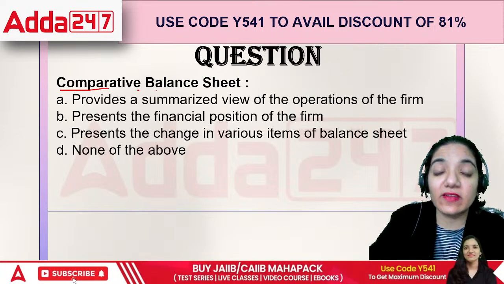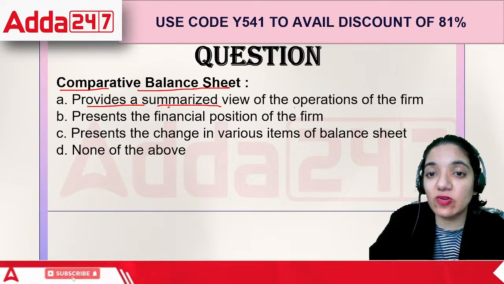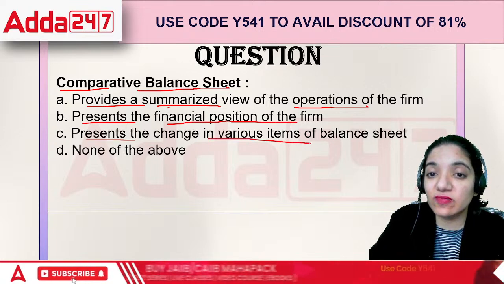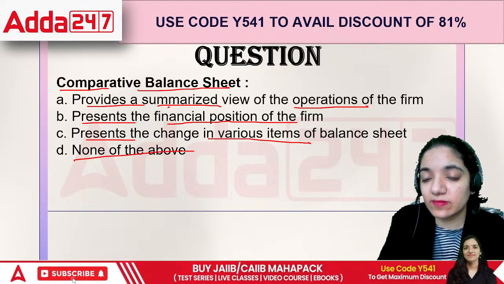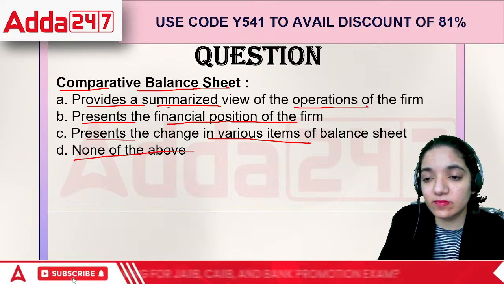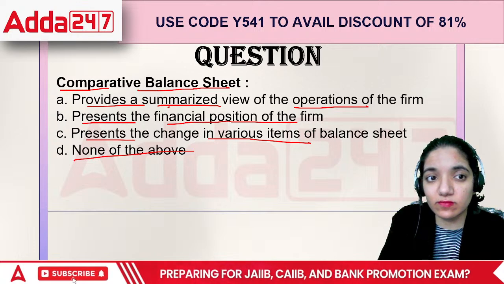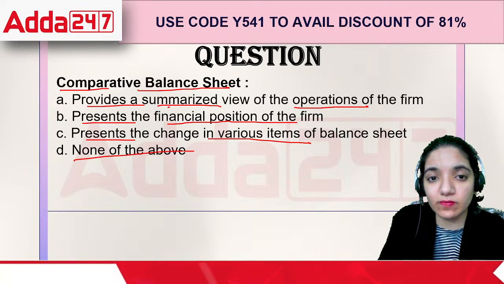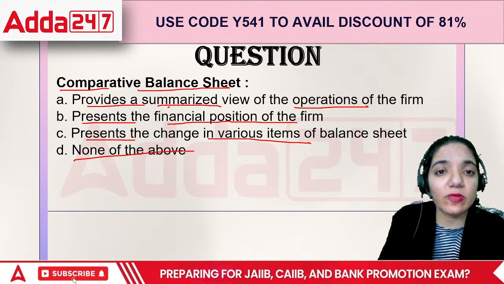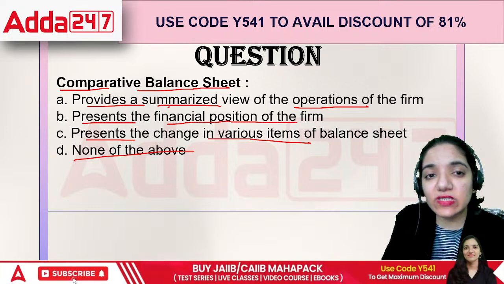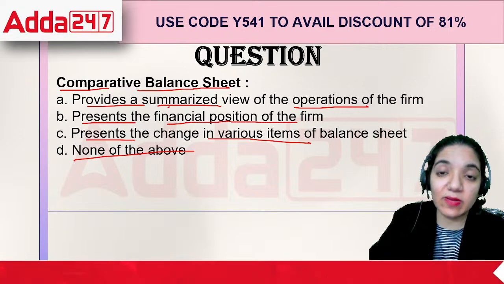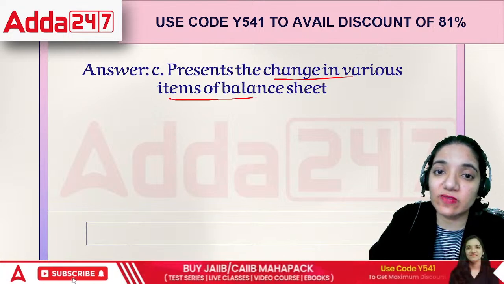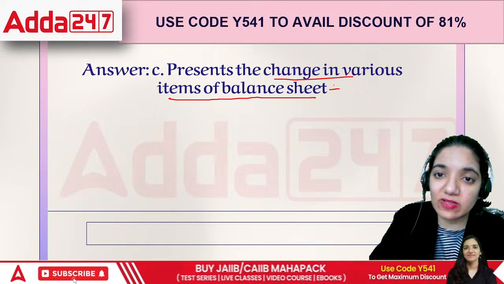Next question. Comparative balance sheet provides the summarized view of the operations, presents the financial position of the firm, presents the change in the various items, or none of the above. The comparative balance sheet tells us one thing: it presents the change in the various items of the balance sheet. Whatever changes are occurring in the balance sheet would be shown here.